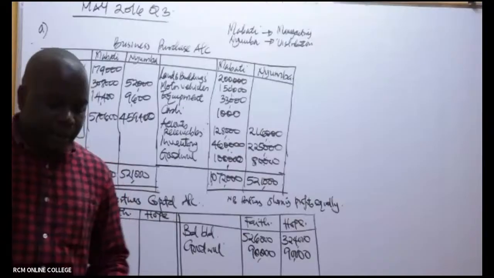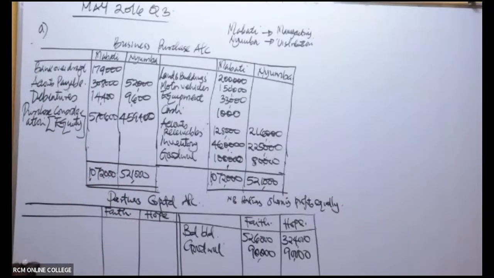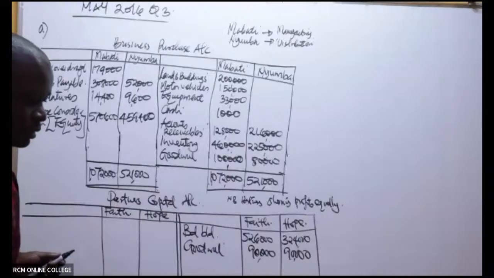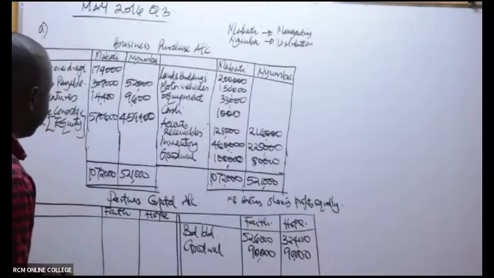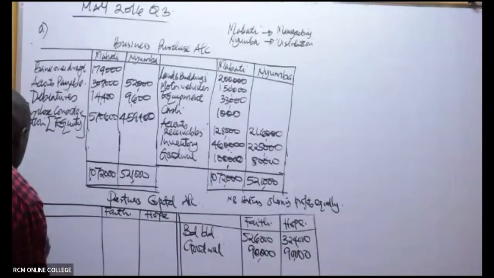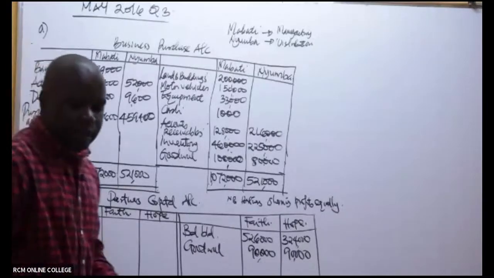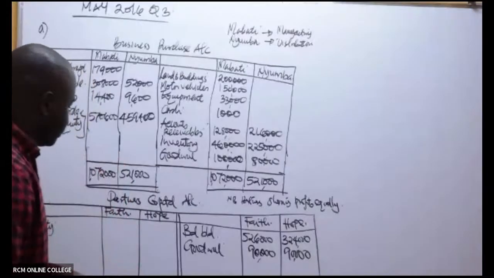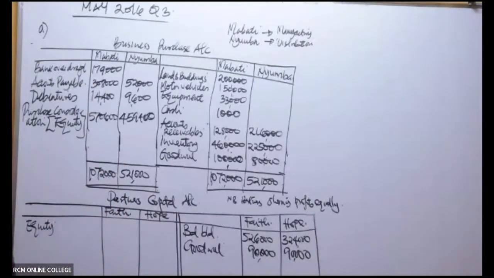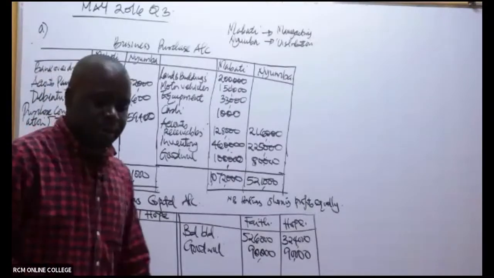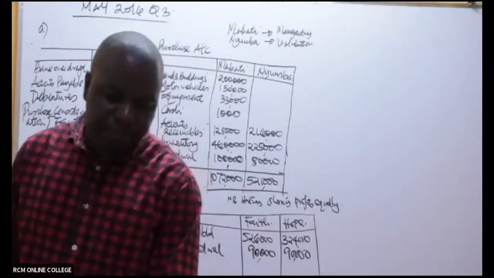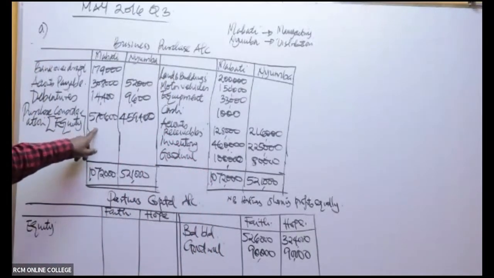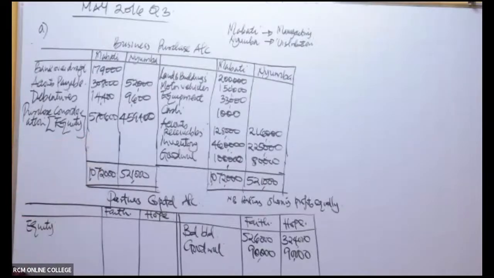Then there'll be the equity. There'll be the equity that will end up being distributed. So the equity, which is the ordinary share capital, will end up being distributed amongst the partners. This purchase consideration will have to be distributed amongst the partners.